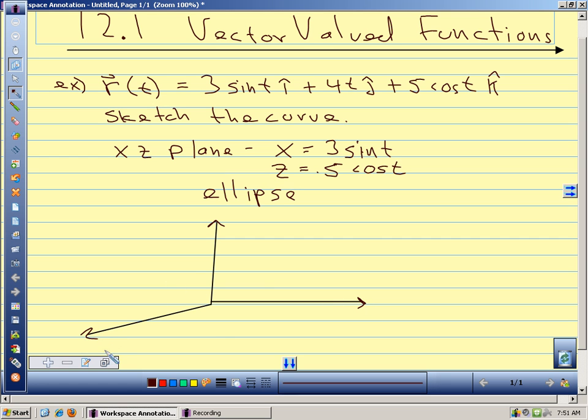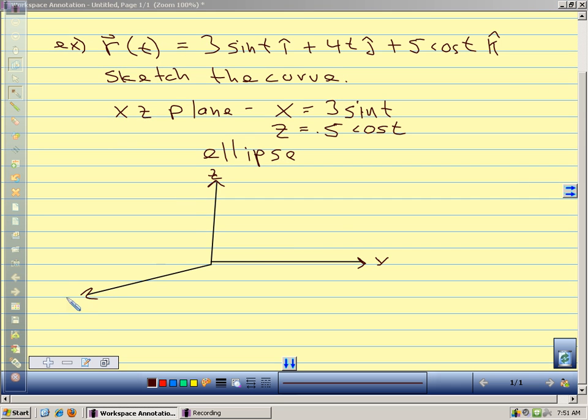Anybody have an idea of why helixes are important, or an example of why a helix might be important? DNA is a helix. If we wanted to talk about the shape of DNA mathematically, we'd be talking about something like this. How about you physics people? Springs are helixes.